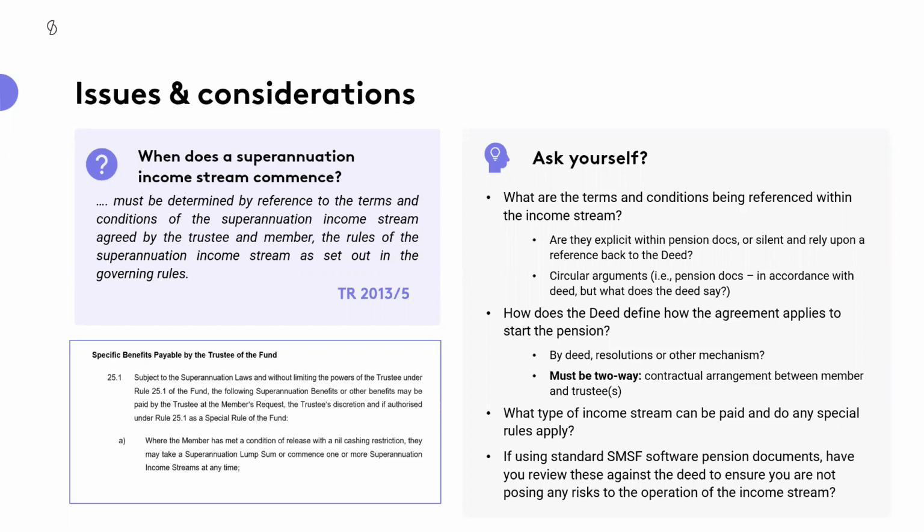And the critical element here is it must be two-way. So it must be consensual, a contractual agreement between the member and the trustee. And that becomes really important when we may want to look at doing other things in the future, to be able to potentially change the terms of that agreement as well. And the way in which we encapsulate that is around becoming a special rule of the fund. And again, we'll talk about that a bit later on.